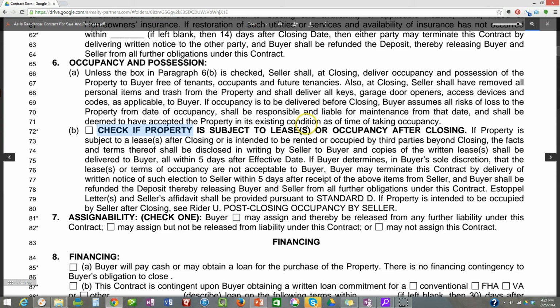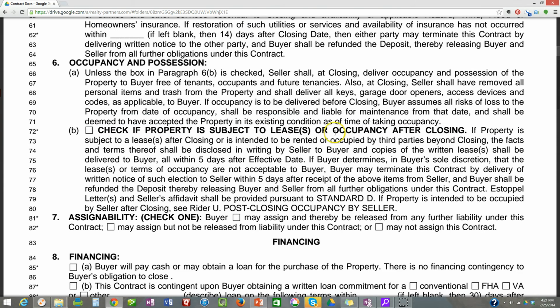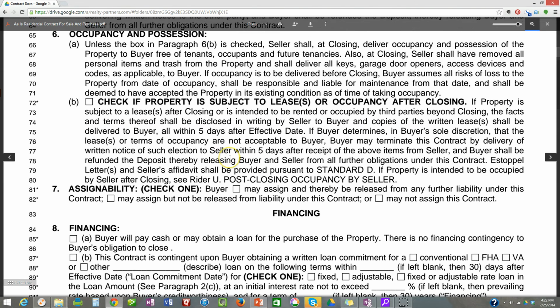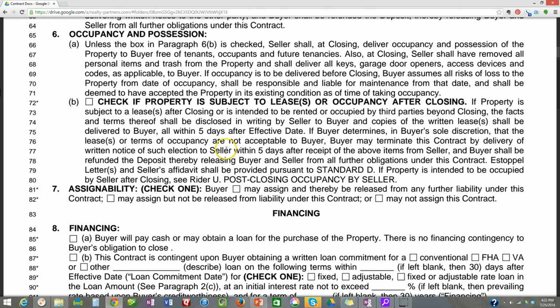Here, check if the property is subject to lease or occupancy after closing. That's important. You want to make sure that's checked, especially if this is an investment property with a tenant in place that's going to carry over.